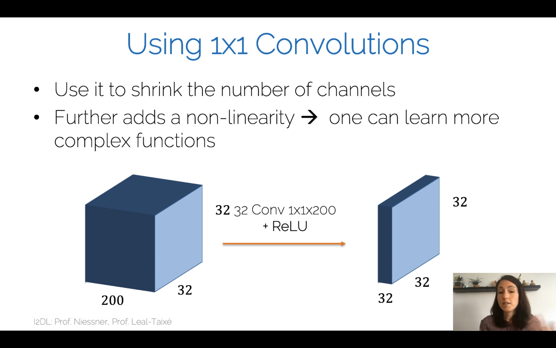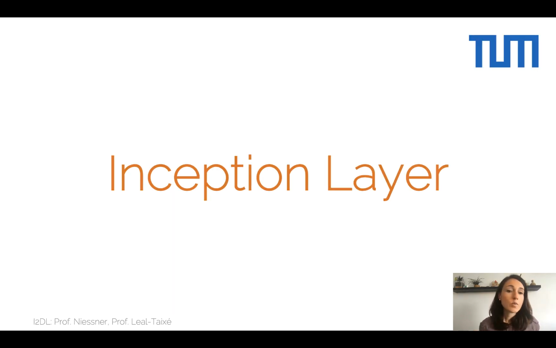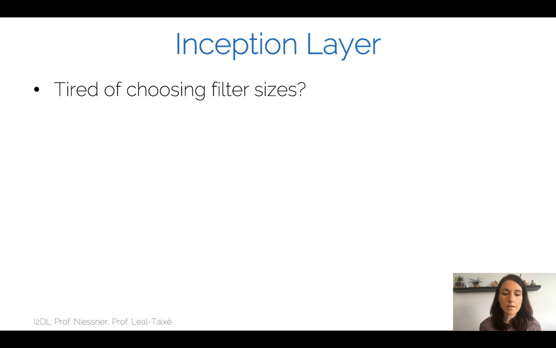So the addition of a nonlinearity is always good, right? One can learn more complex functions, but again, the goal here is to reduce the number of channels so that the subsequent operations are cheaper. And this is one of the key concepts that is going to make the inception layer work in practice. So what is the inception layer?